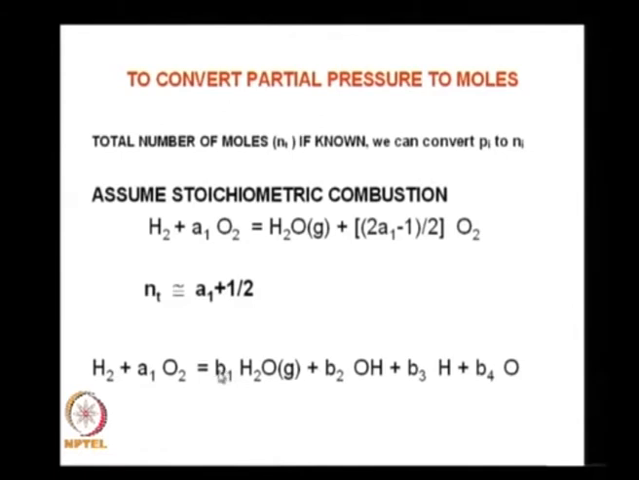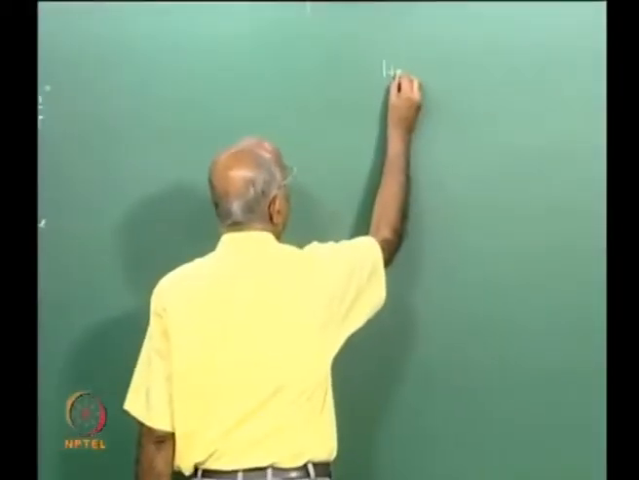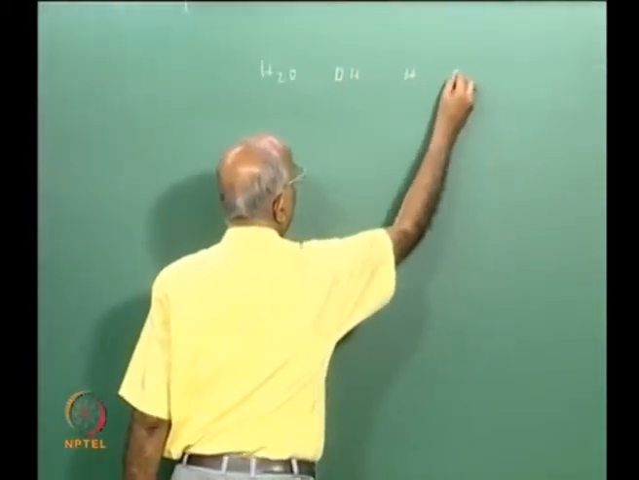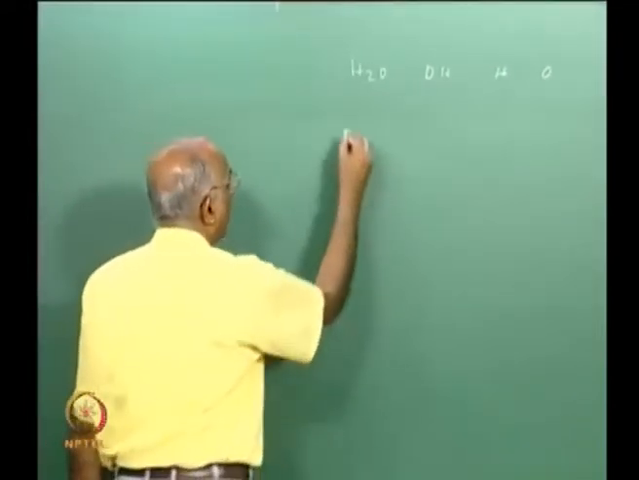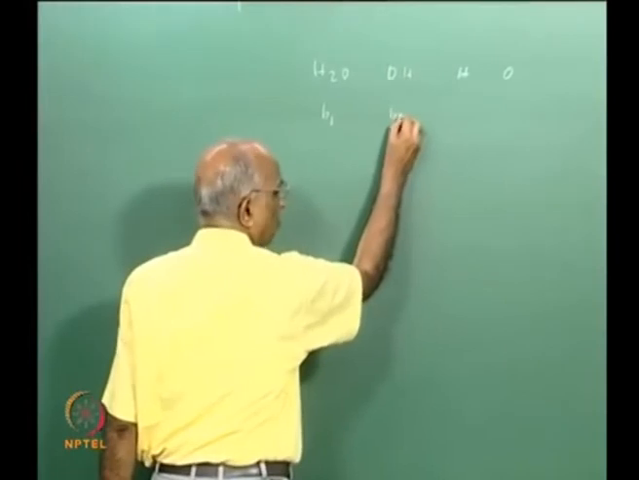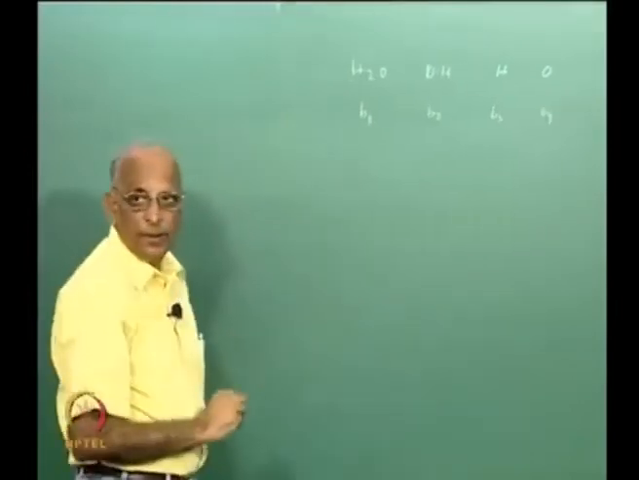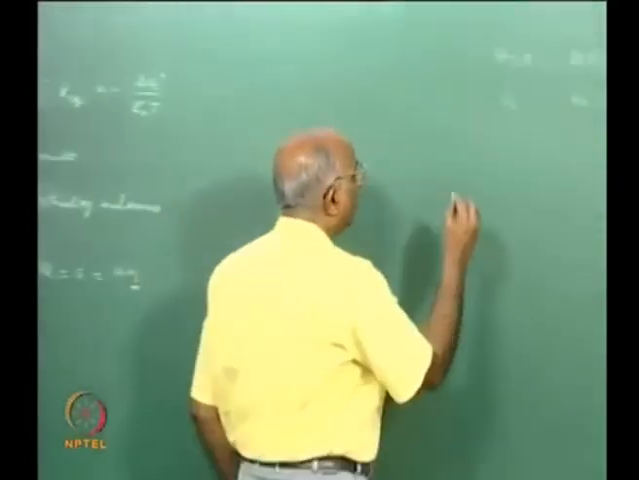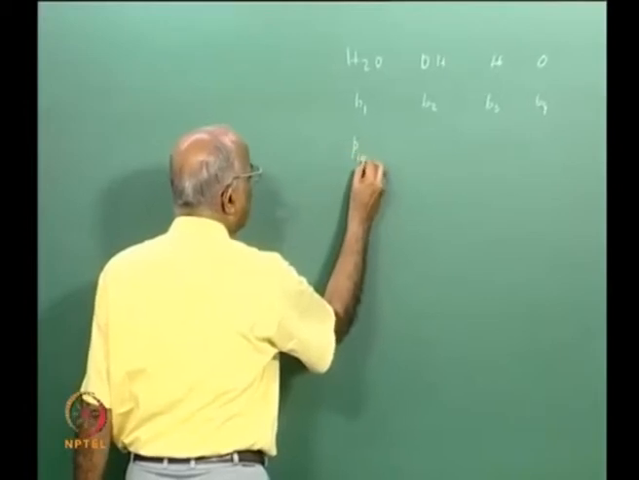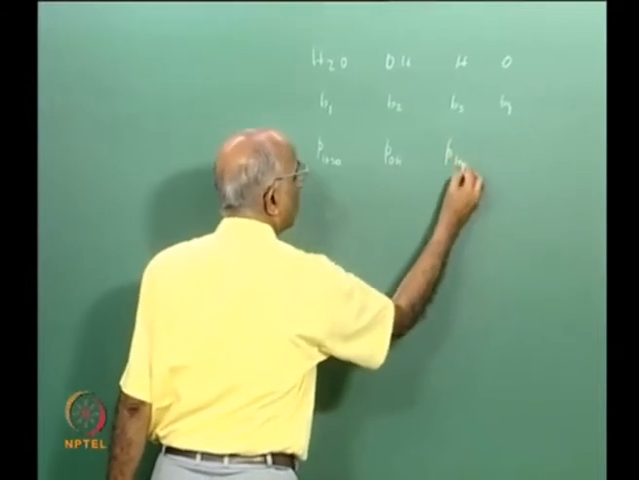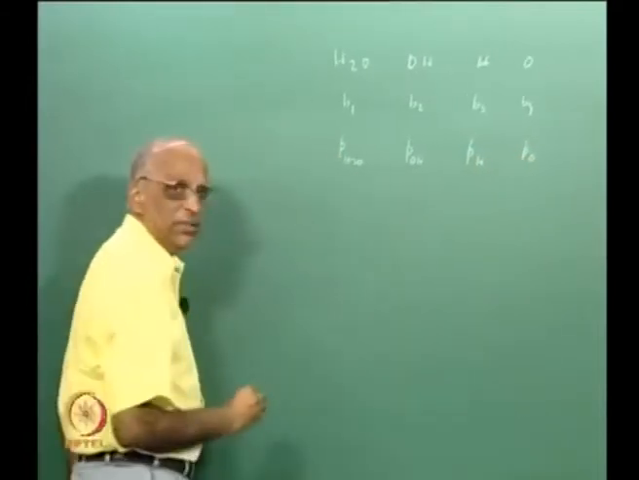Now how do I convert partial pressure to B1? I think that's something which is important. Let's just do it on the board. Let me again repeat what I am telling there. I have H2O, I have OH, I have H, I have O, and according to the equation I have B1 moles of this, B2 moles of OH, B3 moles of H and B4 moles of O, right? Now what is it I did through equilibrium constant? I say the partial pressure of H2O is so much, the partial pressure of OH is so much, the partial pressure of H is so much, the partial pressure of O atom is like this.